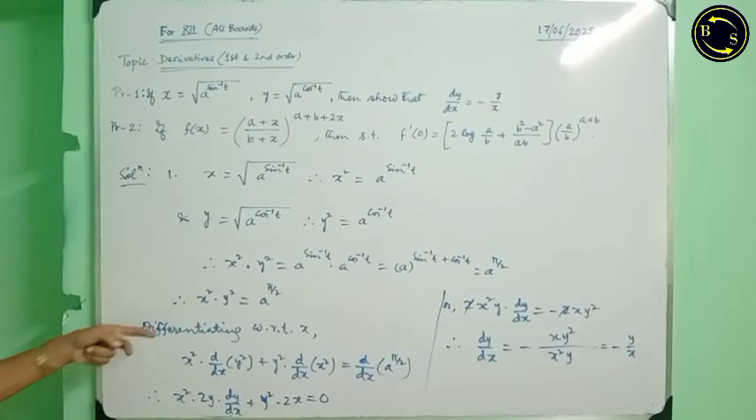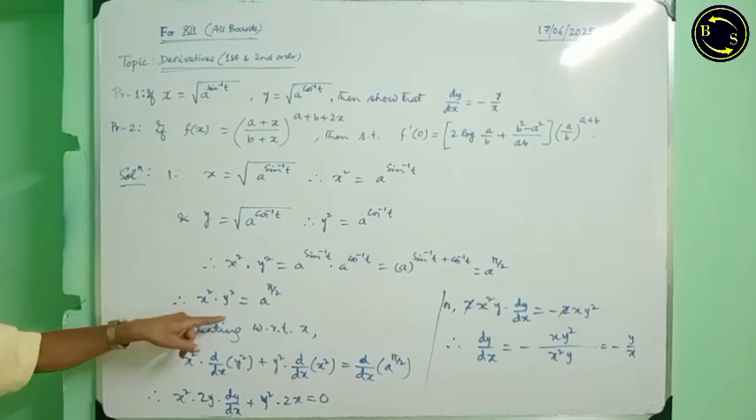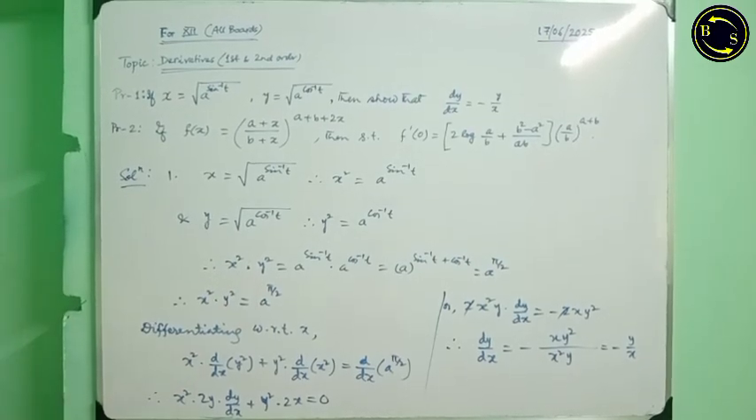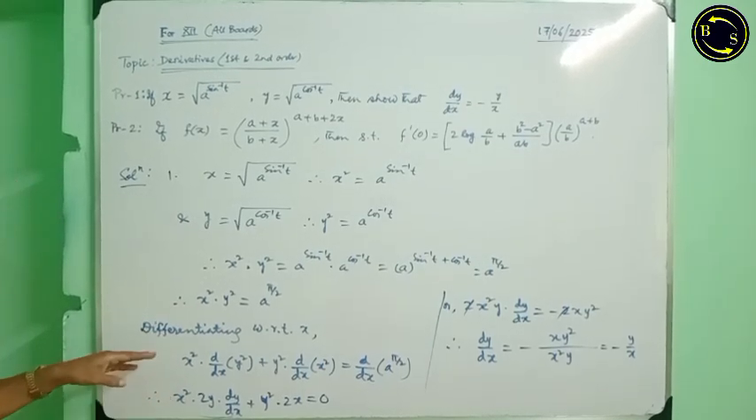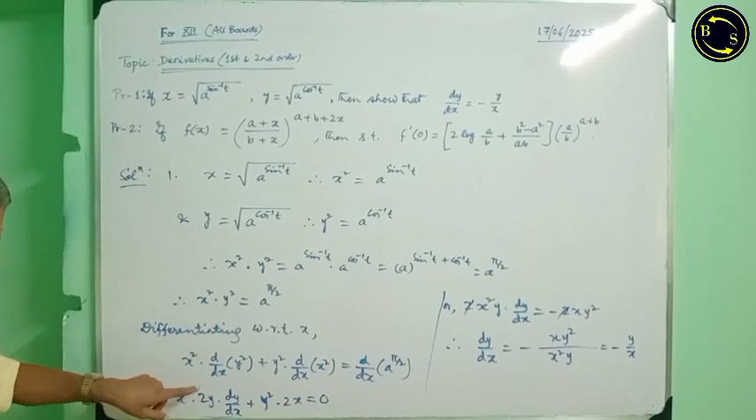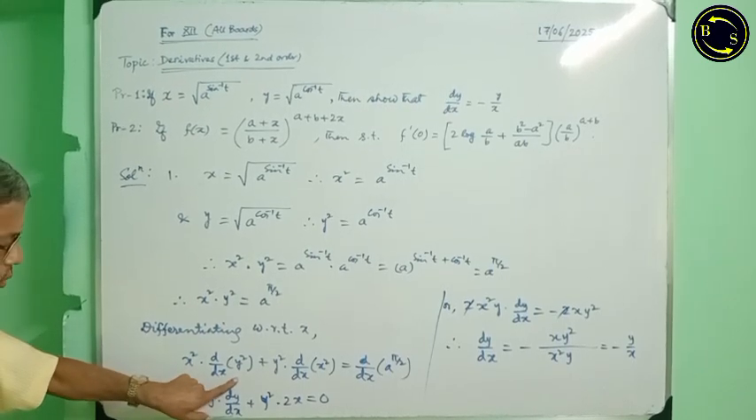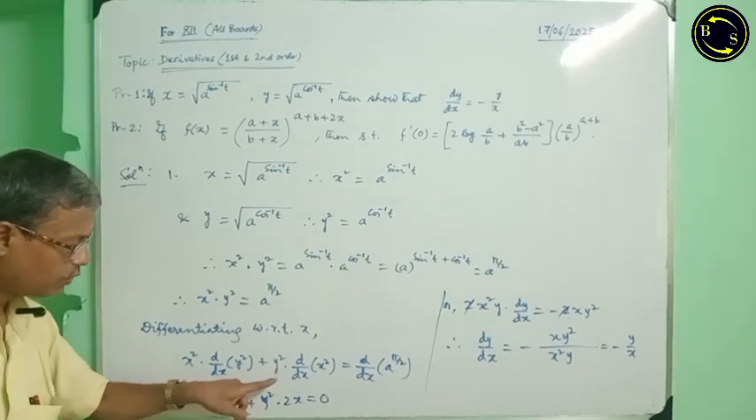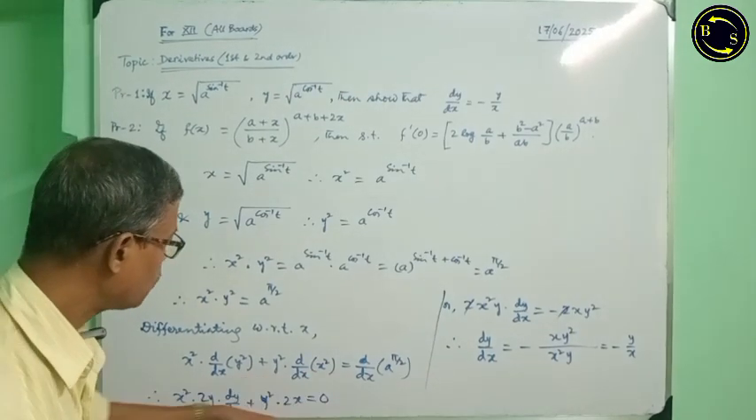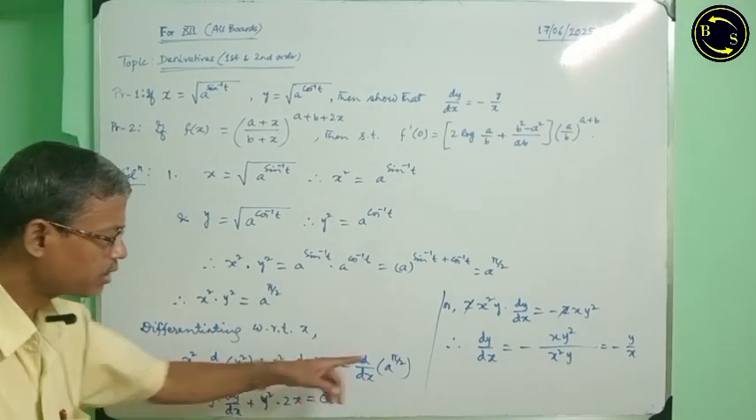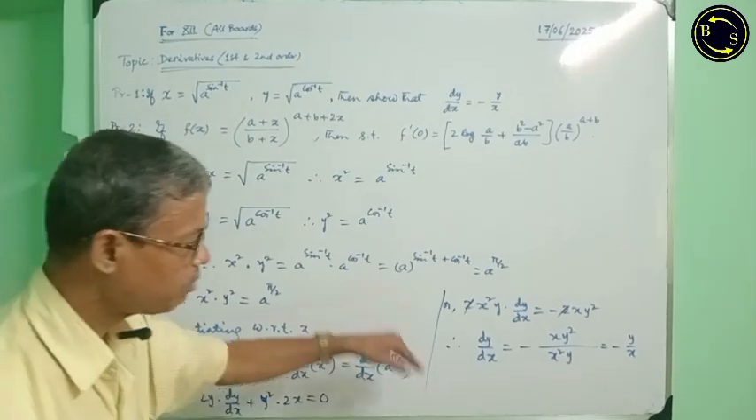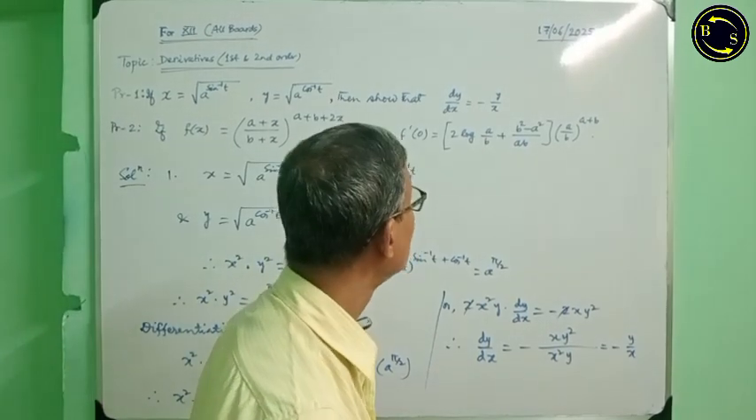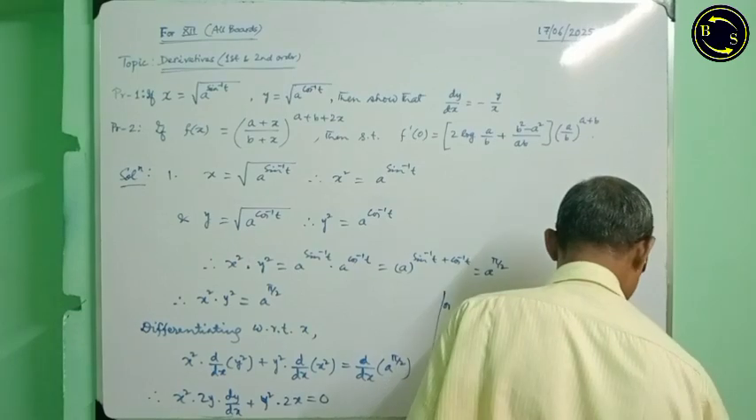Follow? After getting this relation, x square into y square equal to a to the power pi by 2, we differentiate both sides with respect to x. This is u into v form, therefore we apply u into derivative of v plus v into derivative of u, that is equal to d dx of the right side. The right side is constant, therefore the derivative of the right side will be 0. Then after simplification we get dy dx equal to minus y by x. Proved.